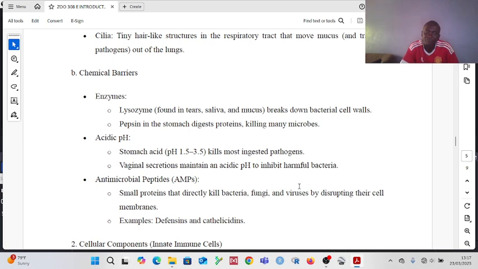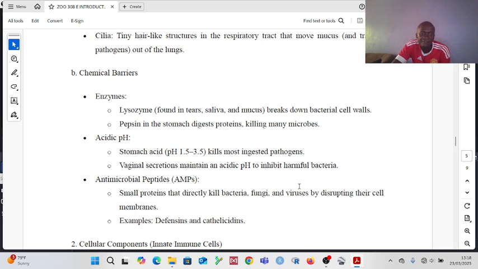Okay, so the next chemical barrier is the acidic pH. Within the stomach, the pH is acidic, and that acidic pH in the stomach helps to kill any pathogen that will have found its way into the stomach. Equally, the vaginal secretions are also acidic. By that, they inhibit any harmful bacteria from growing within that part of your body.